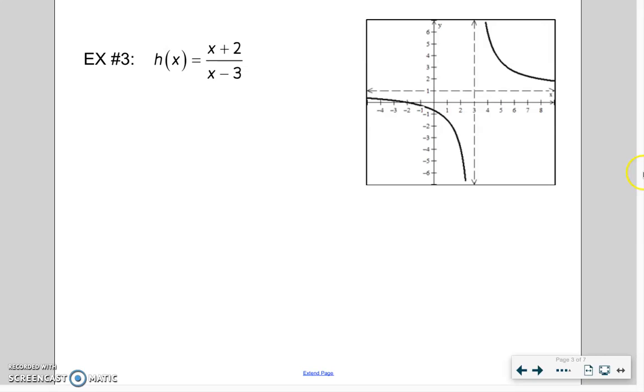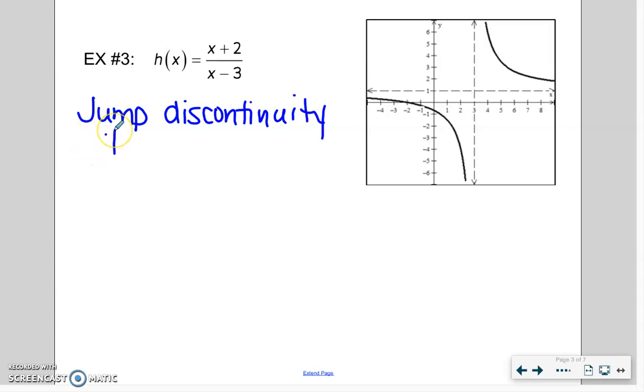One more. Is this graph continuous? No, it's not continuous. This one is also a jump discontinuity, and it actually has a more specific name. It is a graph that jumps, but it has a more specific name called an infinite discontinuity. That's because the graph goes to infinity on both ends of this asymptote. So we would call it an infinite discontinuity to be more specific.